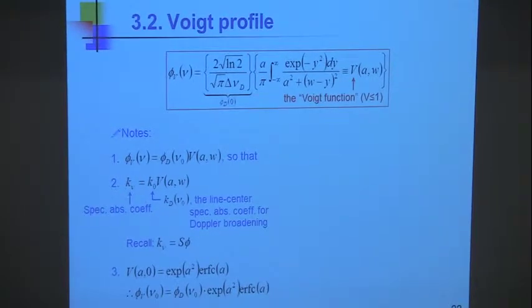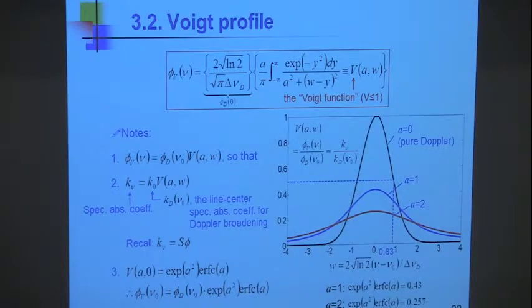The only place where this integral reduces to a simple expression is at the line center. At line center, the Voigt function is the exponential function of a squared times the complementary error function of a. That's the only wavelength, line center, where you can reduce this down to this closed form. Otherwise, we've got to use a table.